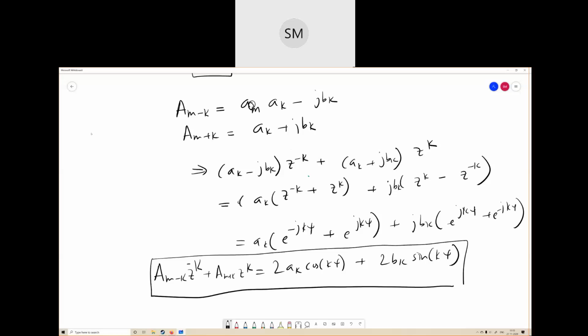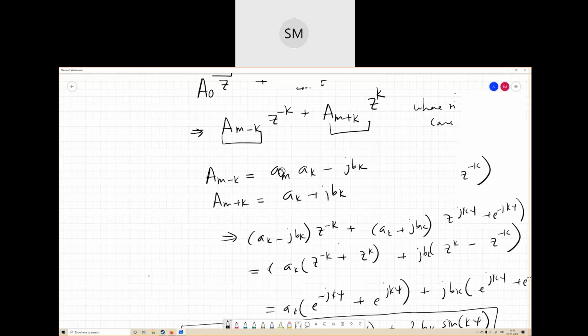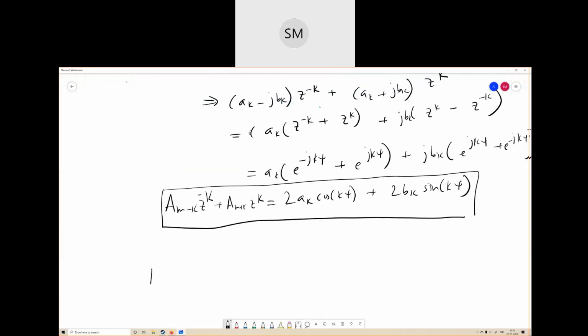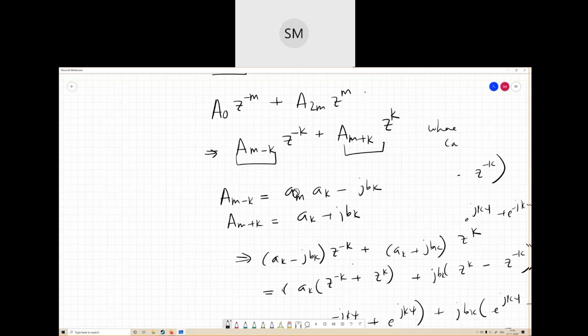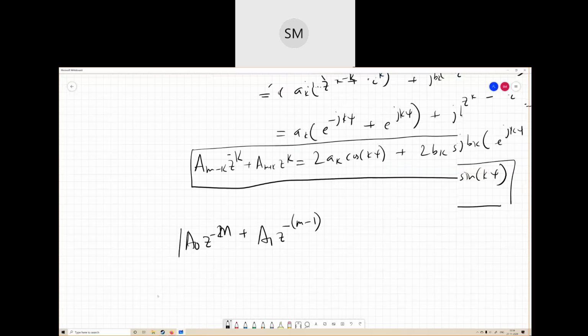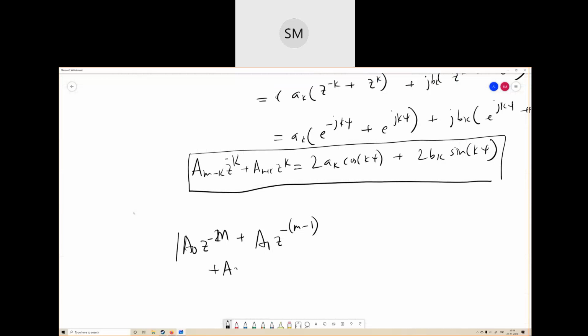Right? Similarly, what other terms did we have? We had a0 z to the power of minus m, a1 z to the power of minus m minus 1, plus a2 z to the power of minus m minus 2, up to a m minus 1 z, a m plus 1, minus z, a to the power of 2m z m.